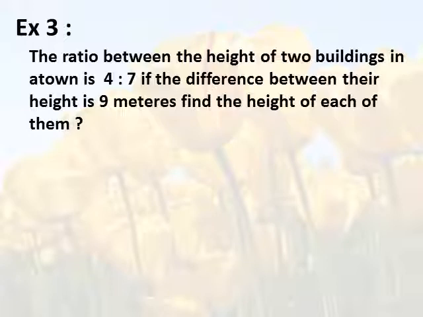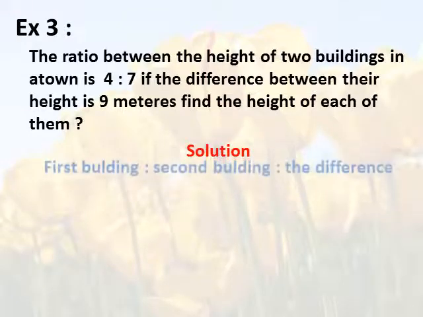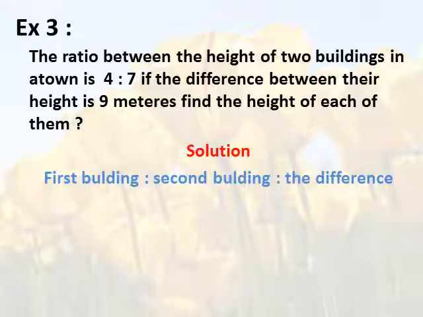So the names are first building and second building. The third term is called the difference. Solution: first building, second building, and the difference. Under them we put the ratio: first building 4, second building 7. And the difference? What can I do? I will subtract the first building from the second building: 7 minus 4 equals 3.